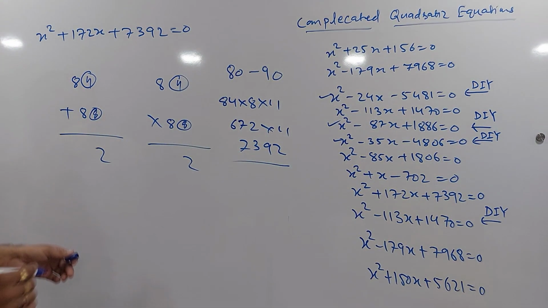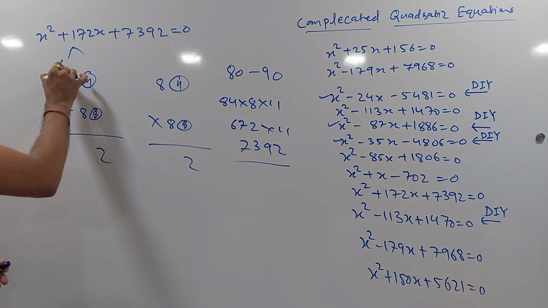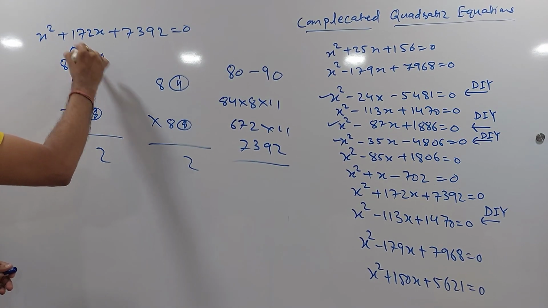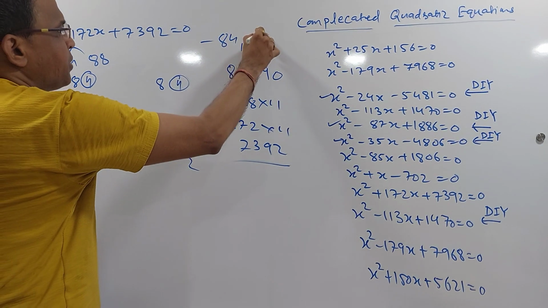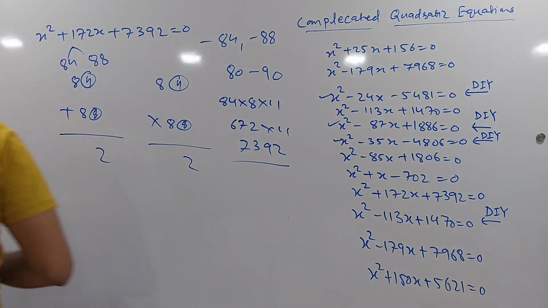7392, that's it, 7392. So that means I'm damn sure that my numbers will be 84 and 88. So my answer will be minus 84 and minus 88.